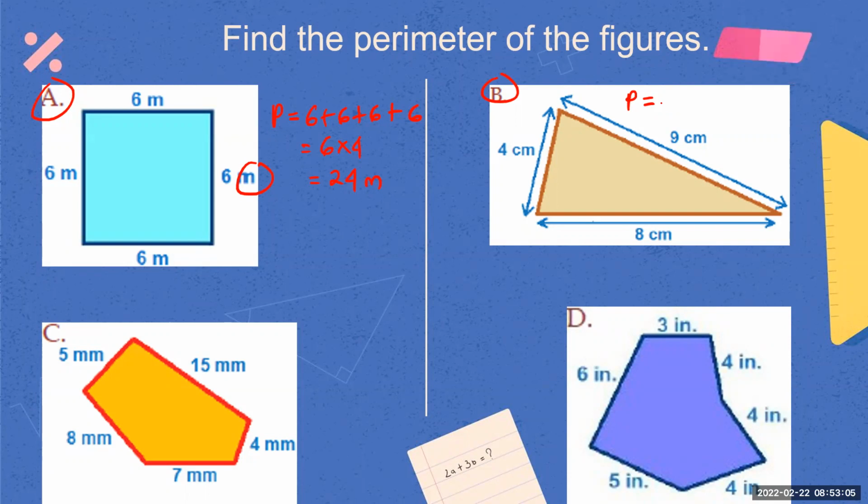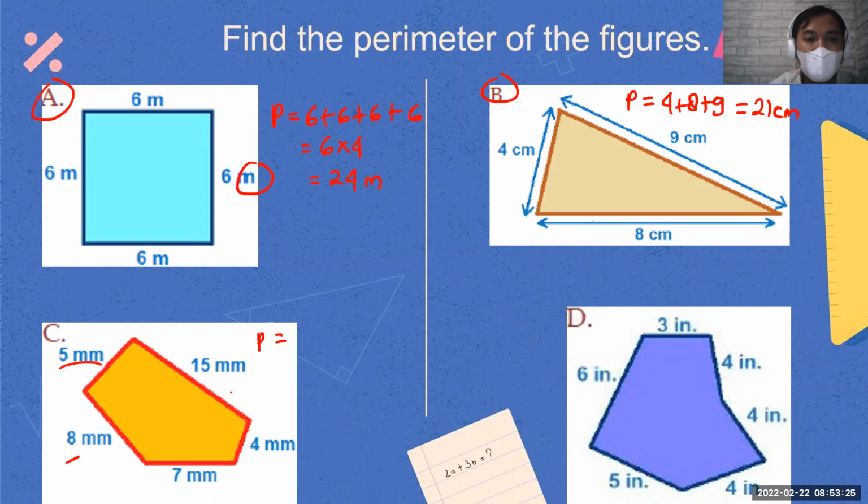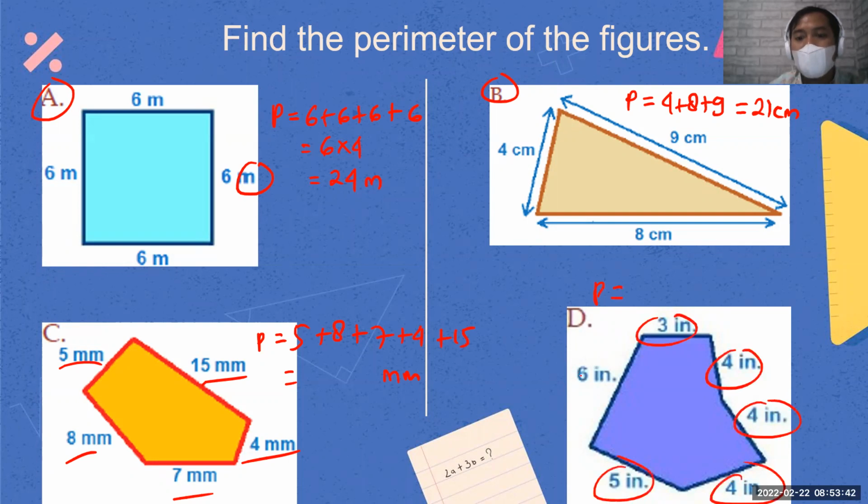21 centimeter. Yeah, 21. Because we only need to add 4 plus 8 plus 9, that will be equal to 21 centimeter. Okay, right? Quite easy, right? This is the same thing with the next shape. Although you don't know the name of the shape, when we're talking about perimeter, you're just adding all of the sides. So P equals this side plus this side, this side, this side, and this side, right? So it's 5 plus 8 plus 7 plus 4 plus 15, and then you can calculate it using your calculator or manually, equals to millimeters. The same thing with this one. Again, you only need to add all of the sides, right? As easy as that. Inches.